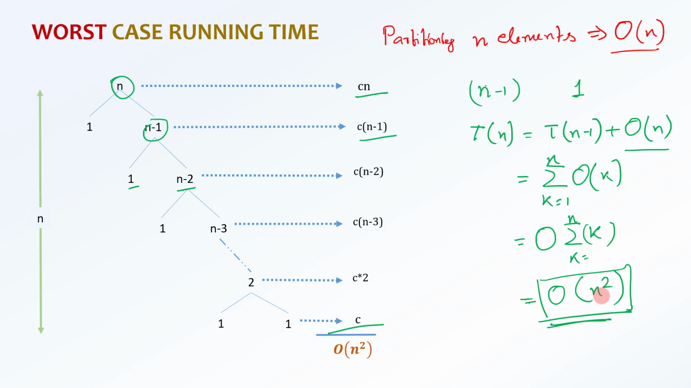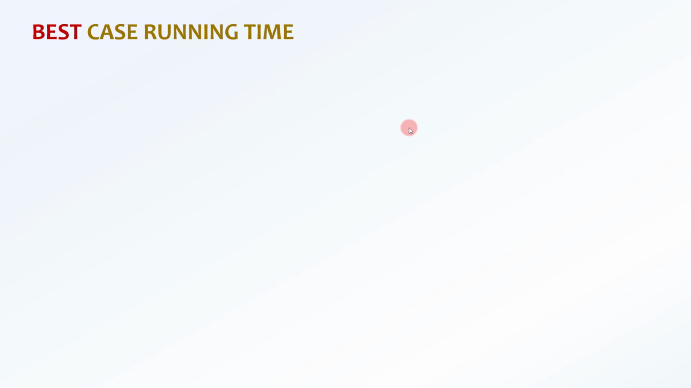Next, we will check the best case running time of the Quicksort algorithm. If the partitioning procedure produces completely balanced partitions, that is, n elements are partitioned into n by 2 elements and another n by 2 elements, Quicksort in that case runs much faster. The recurrence equation is T(n) equal to 2T(n by 2) plus cn, where cn is the number of comparisons needed to partition the n elements.